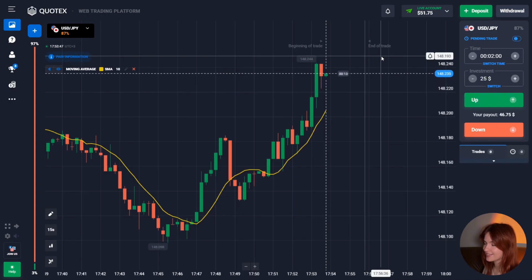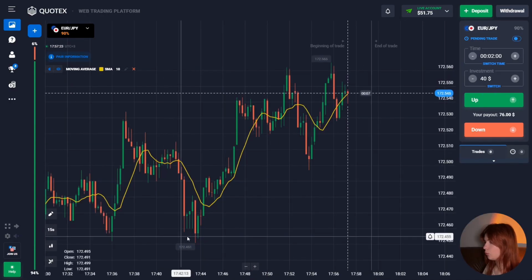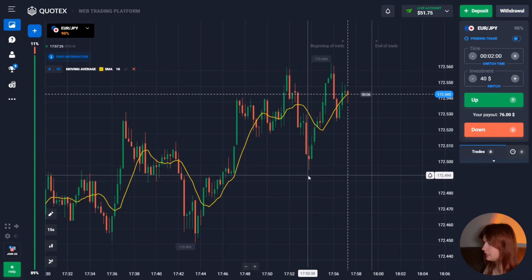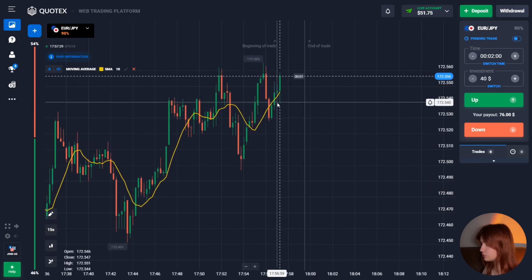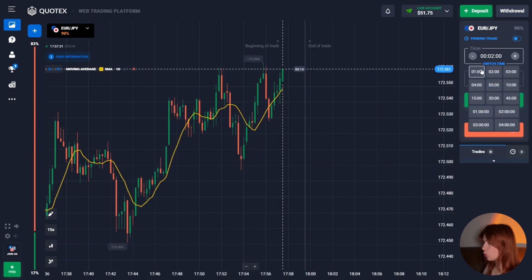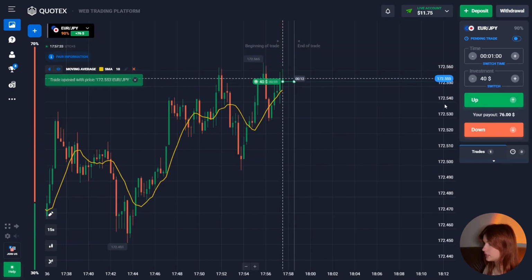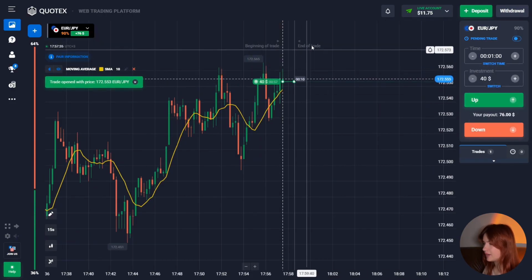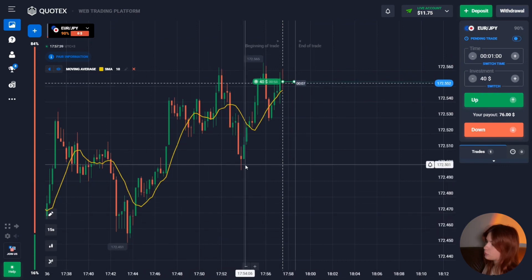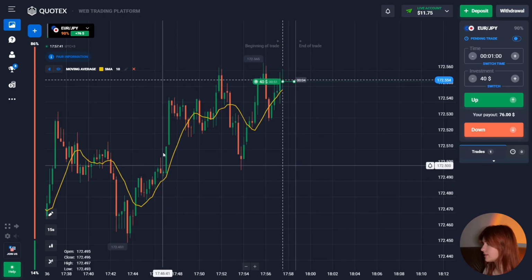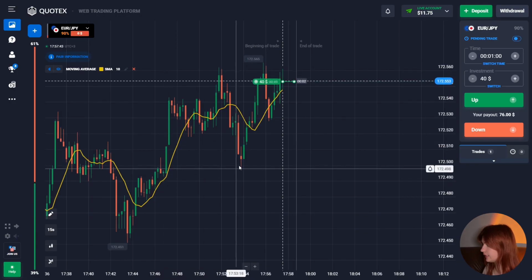Let's continue, guys. Okay, here we have the price moving in an uptrend. At the same time, we see that the price is currently crossing the moving average from bottom to top. So we will open a deal for a minute to go up. We see that the main price lows on the chart are rising, and the price is moving upward more impulsively and predominantly with green candles.